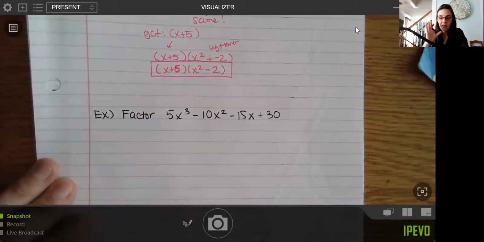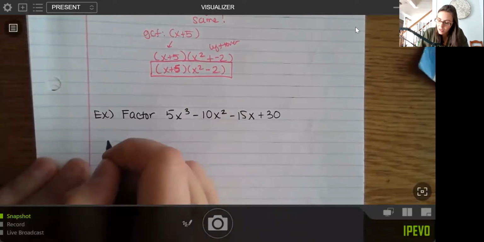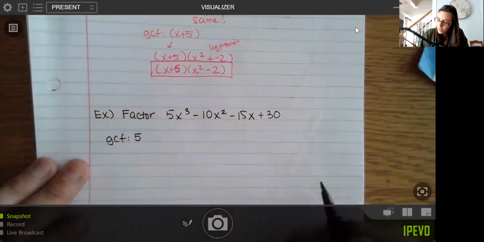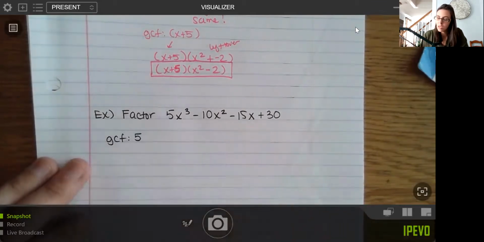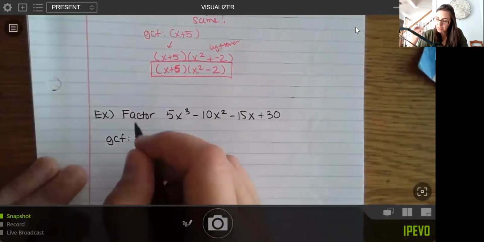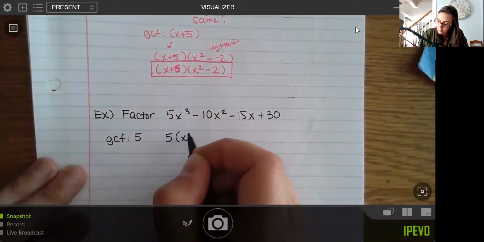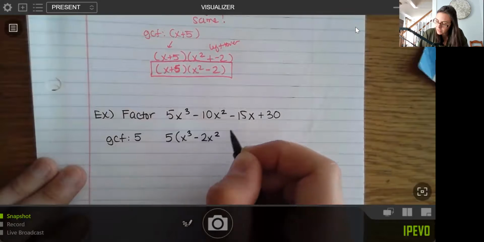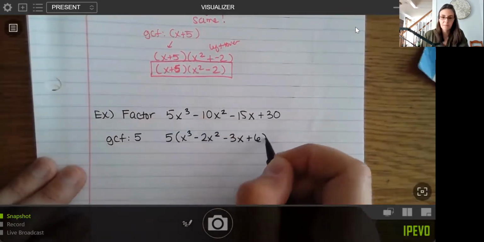Here, I do see a lot of factors of 5 in common, right? I see 5, 10, 15, 30. Those all have a factor of 5. So I actually do have an overall GCF here of that 5. And then if I look at my x's, I don't all have x's everywhere, so it's just the 5. So your first step before you even start factoring by grouping should be to take that GCF out. Here, 10 divided by 5 is 2, 15 divided by 5 is 3, and 30 divided by 5 is 6.